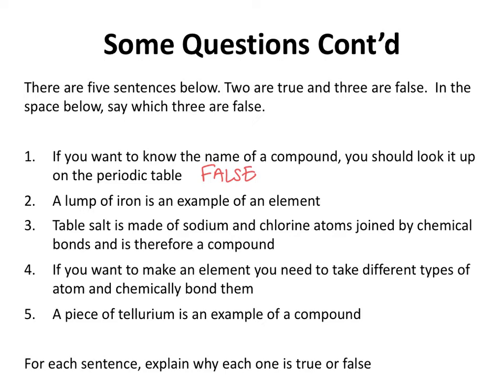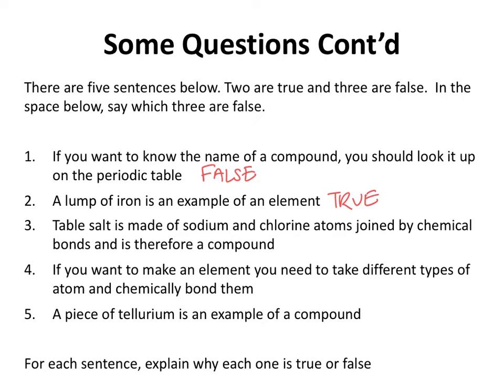A lump of iron is an example of an element. So what we would need to do to be sure of that would be to look at our periodic table and see if iron is on there, which it is. And as the periodic table only shows the elements that exist, that would tell us that iron was an element. So that is true.